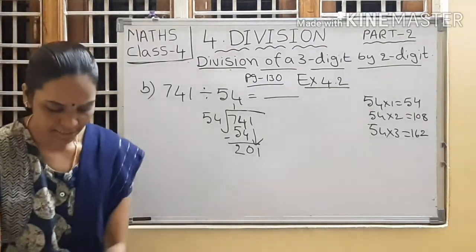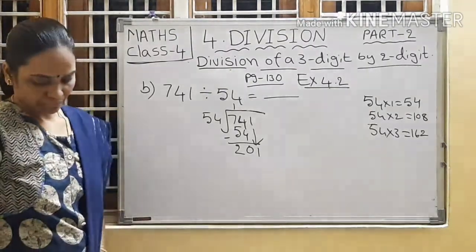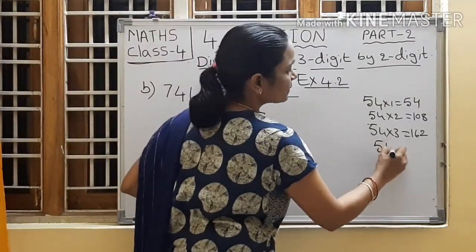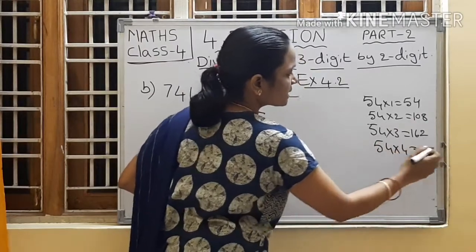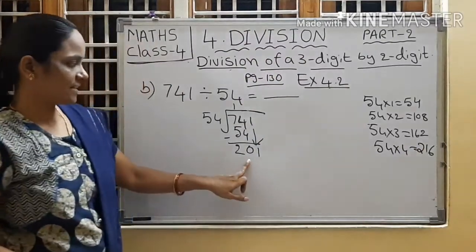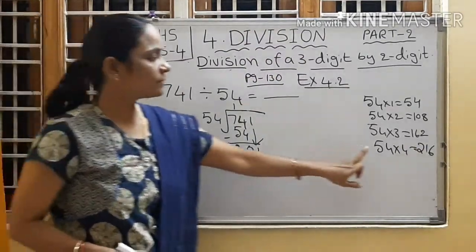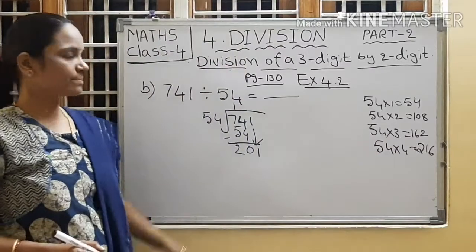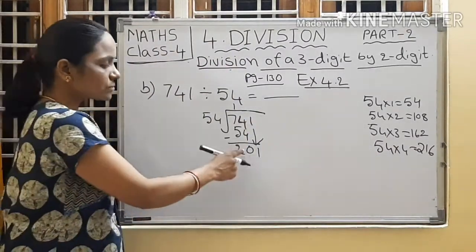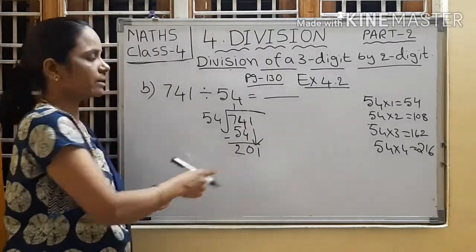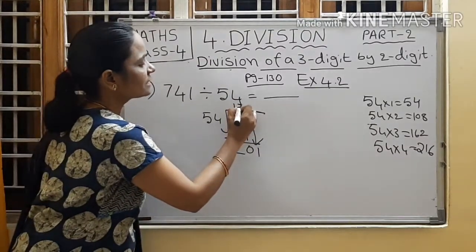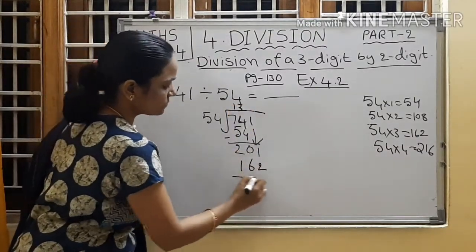In the 54 table, do you get 201, children? Yes, we will write. 54 fours are how much? 4 fours are 16, 4 fives are 20, 21, 216. But we have 201 here. 54 fours are 216, which is bigger than 201, so we can't write it. We have to write the number nearest to this and smaller. How much? 54 threes are 162. So write down 3 in the quotient, and write down 162.